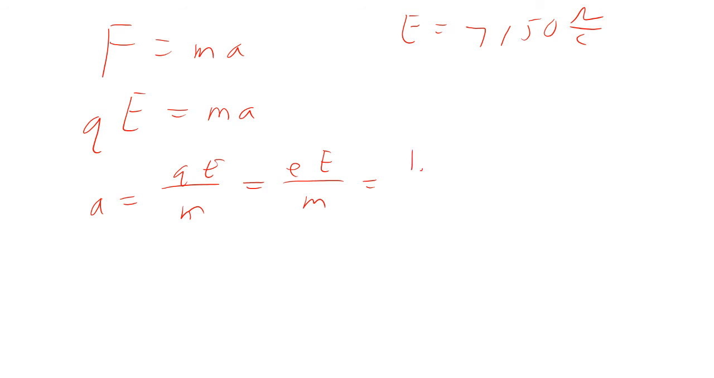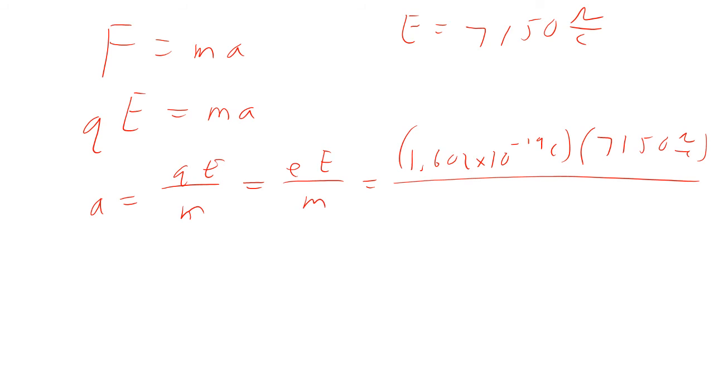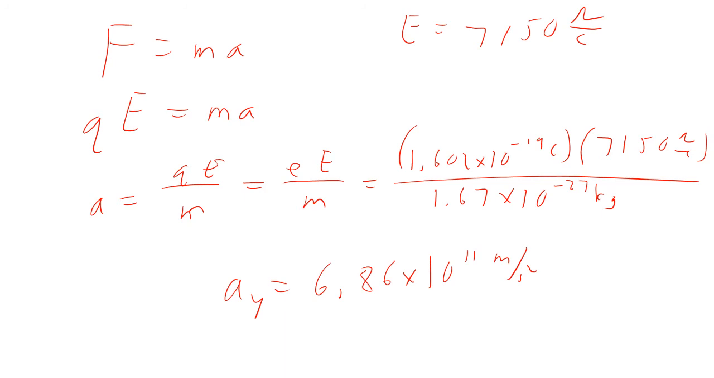And so this is going to be 1.602 times 10 to the minus 19 coulombs times 7150 newtons per coulomb, divided by the mass of a proton. Mass of a proton is 1.67 times 10 to the minus 27 kilograms. So this is our Ay, that turns out to be 6.86 times 10 to the 11 meters per second squared.